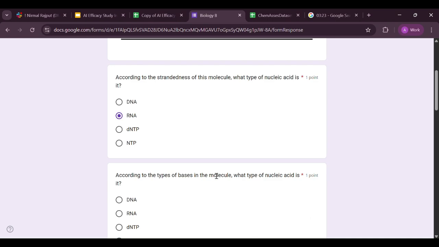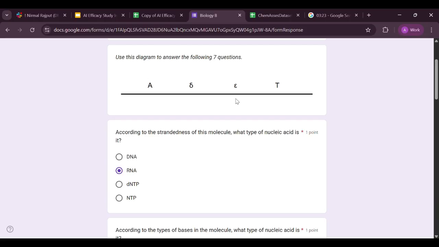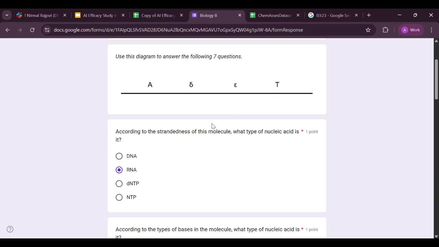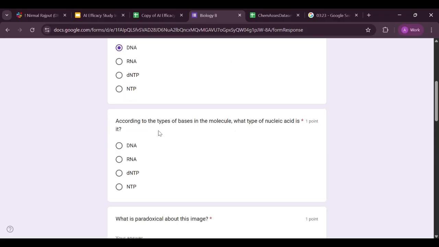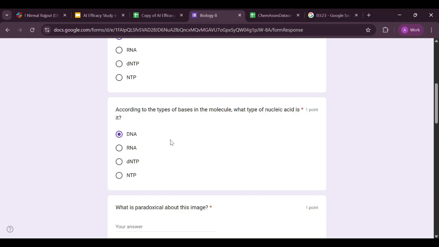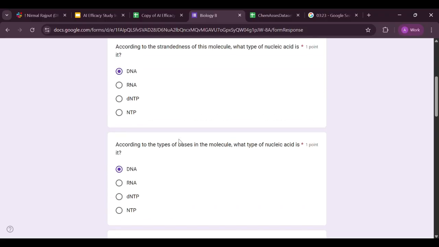According to the types of bases in the molecule, what type of nucleic acid is it? Okay, so here we can see A is present and T is present. But in RNA, T is not present. It is uracil in place of thymine. So I guess it is DNA. So I'm going to change this option to DNA, and here as well I'm going to give the answer as DNA.